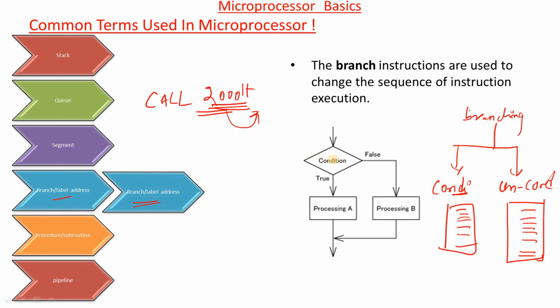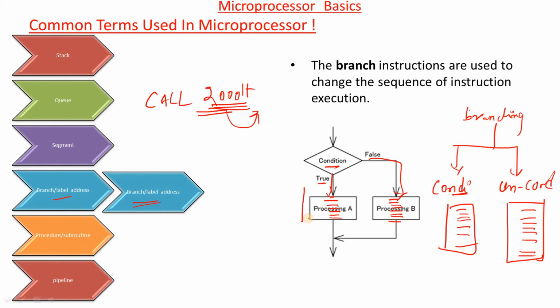So here, if the condition is true, the cursor goes to processing block A and executes these instructions. If the condition is false, the cursor goes to this other block and executes these instructions.